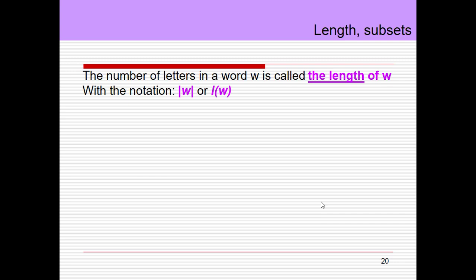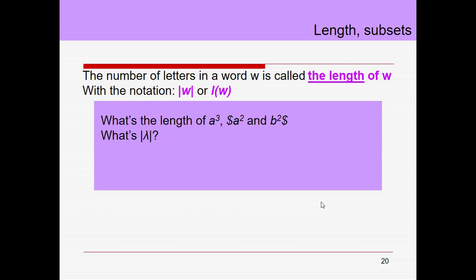If we look at the number of letters in the word, then that is called the length of the word. And the notation is the one you already are familiar with from set theory. So the straight lines with a word in between, or you can use the letter L for the word. So if we look at the length of aaa, that of course is 3. The length of aab is 3. And the length of bbb is 3. Well, the length of the empty word is of course a special case. In the empty word there are no letters, so the length of the empty word would be 0.